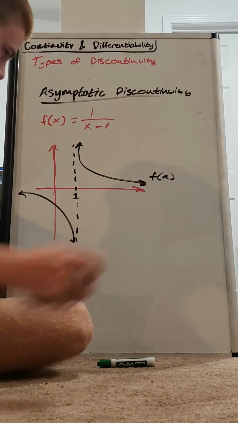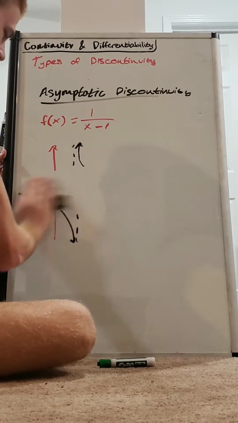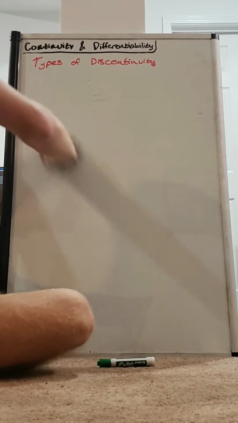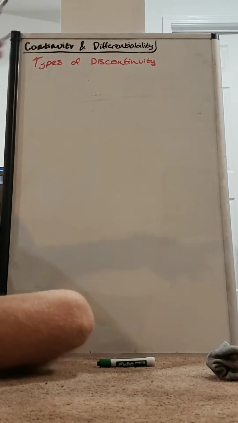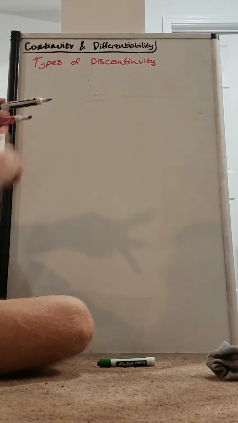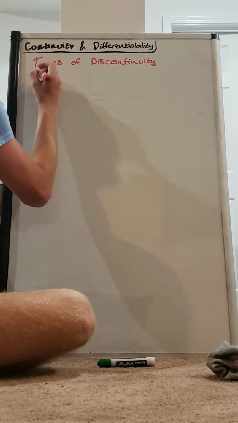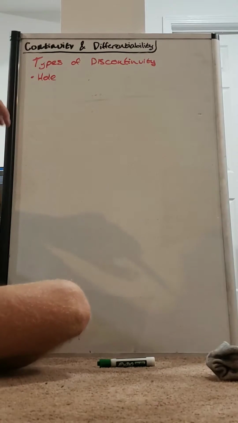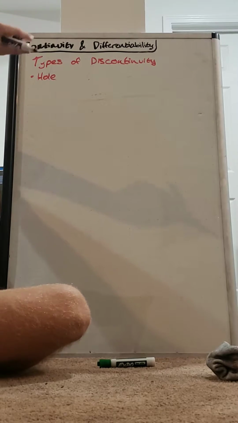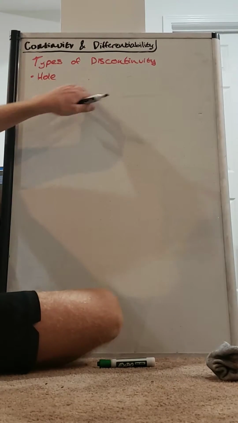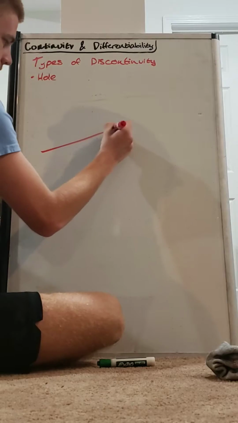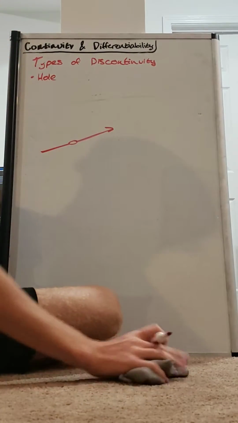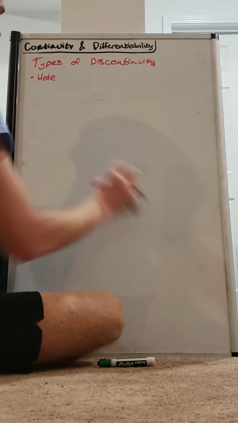And now we'll get into some examples of questions you might be asked. To review, the 3 types of discontinuities are: hole, where a function doesn't have a specific value at a specific point, like when we had the line, but there was one point here that didn't exist. So that was our hole.